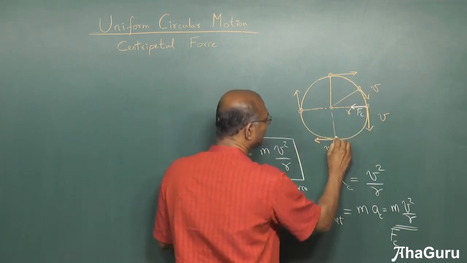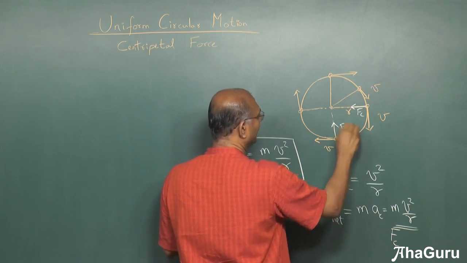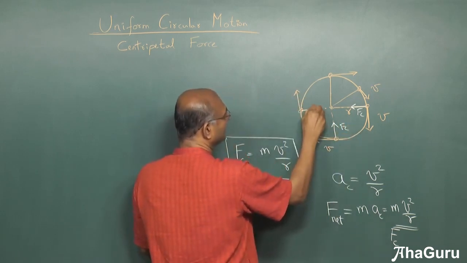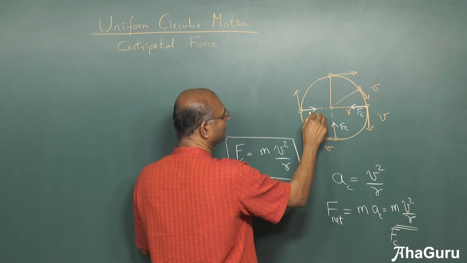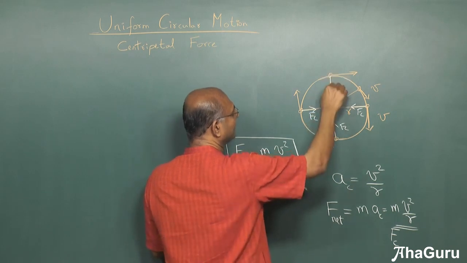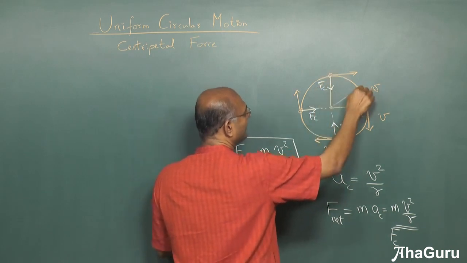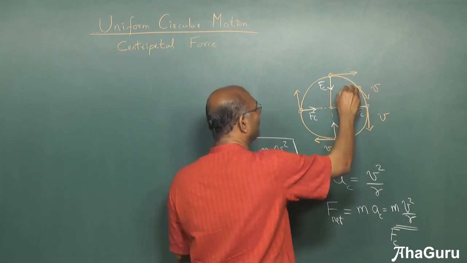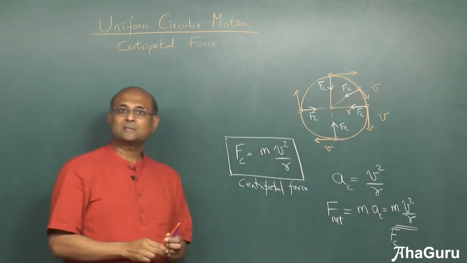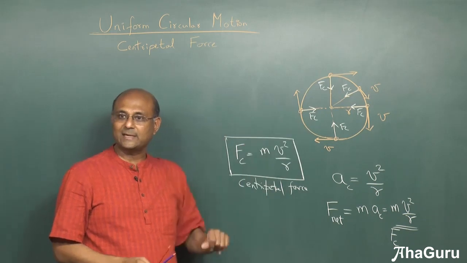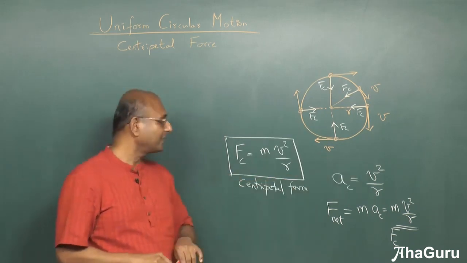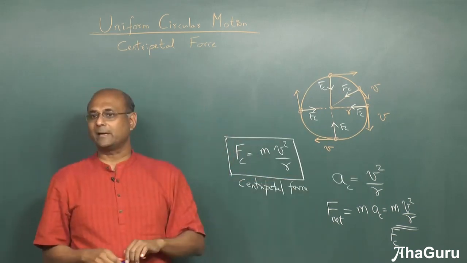When the object is here, the centripetal force is upwards. When the object is here, the centripetal force points towards the center. So this is the direction. There it points this way. If you are here, it points that way. It's always pointing to the center because the acceleration is pointing towards the center. V square by r is always pointing towards the center. This is just mass times v square by r.